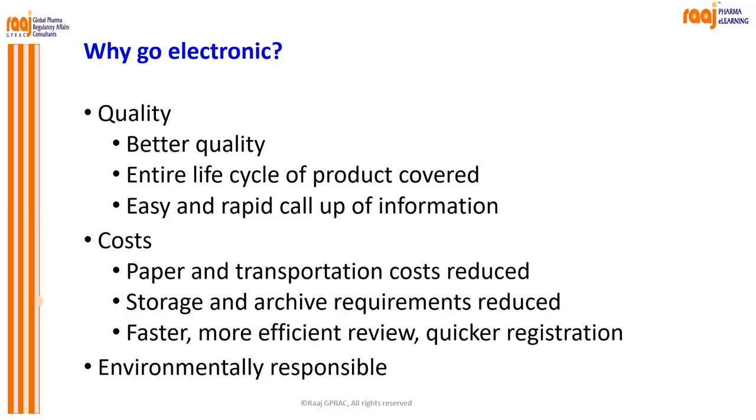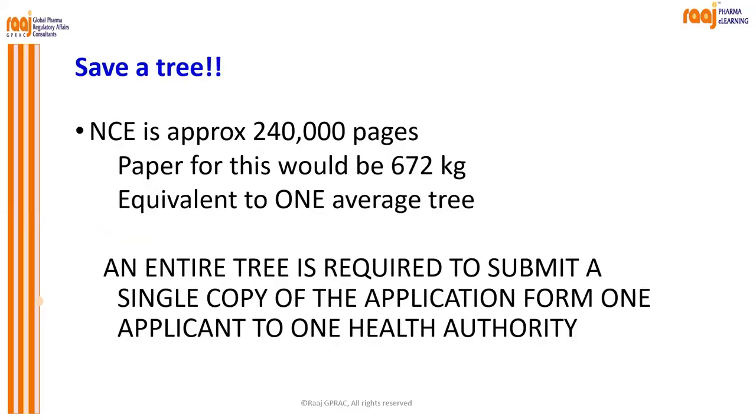And the third, the most important thing, is being environmentally responsible. Why am I saying this is the most important factor? Because one NCE, a new chemical entity, is approximately 240,000 pages, and the paper for this would be 672 kg, which is equivalent to one average tree. Just imagine a single company would have multiple products and multiple applications to submit to multiple countries. An entire tree is required to submit a single copy of the application to one health authority. And imagine there are 257 countries in this world. If any single company or applicant submits their application to all these countries, how many trees would have been cut? So this third factor is extremely important, to save our trees.